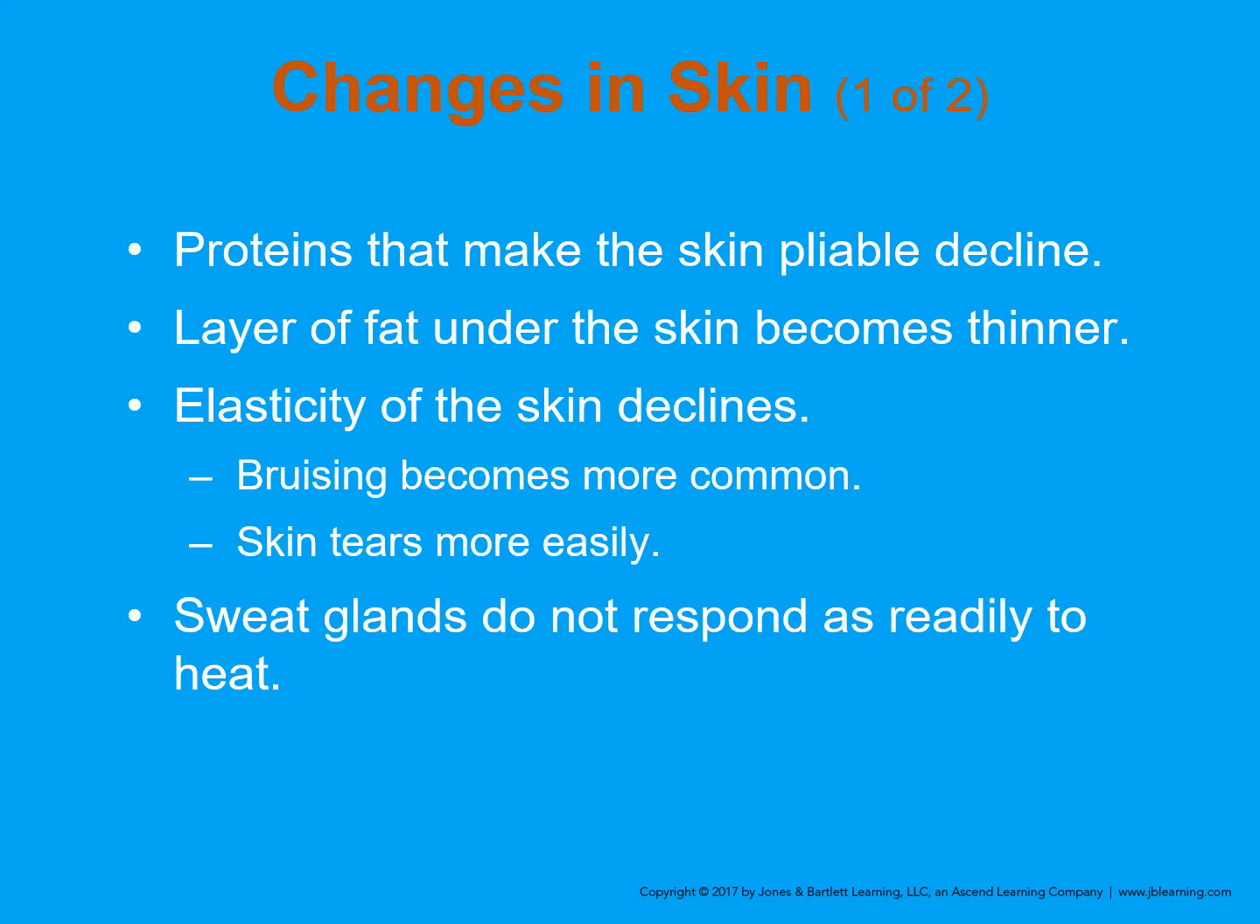So the proteins that make the skin pliable are declining. Layers of fat under the skin are thinner, so they have less blood flow to heat them up. They have less fat layer to keep the heat in. The skin's no longer elastic, stretchy. So bruising becomes more common, skin tears more easily, and skin tears are a big issue. They can be very difficult to deal with.